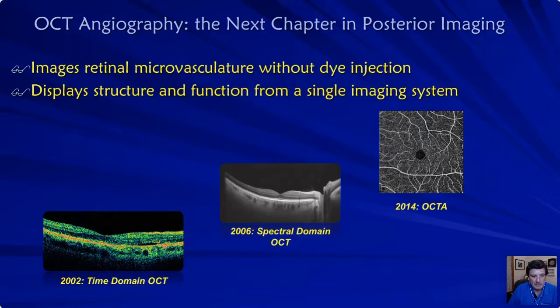If you think about time domain, which is this picture down here in 2002, it was pretty cool to be able to see some of these structures and what's going on. Then quickly in 2006, spectral domain came out with more scans per second, which is the key, getting cubes of data rather than extrapolated images, and these beautiful pictures. And then in 2014, OCT angiography came out.